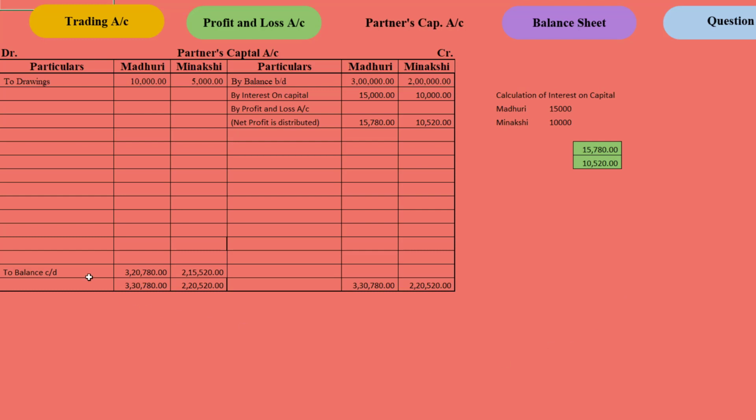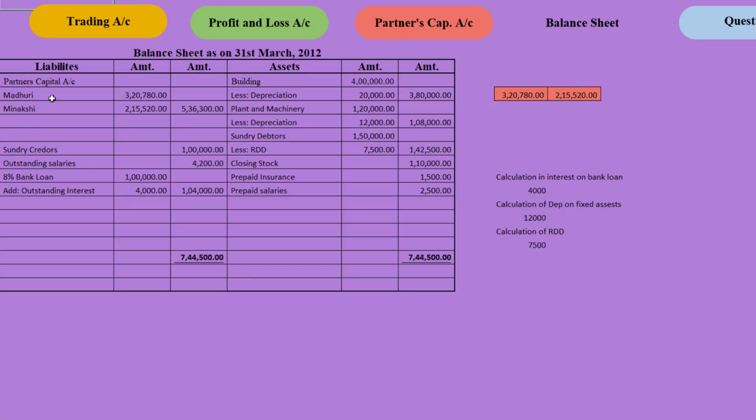All partners related items are recorded here. This is the second effect of net profit. This is the closing balance of partners capital. This closing balance of partners capital will go to the balance sheet liability side. Here it will be recorded in this way. Then we'll make the total of the liability side, which is 7,44,500, and the total of the asset side, which is 7,44,500. Like this, liability side and asset side should be tallied.